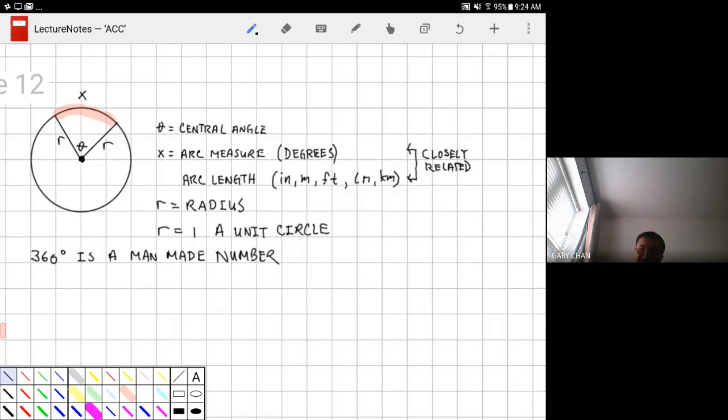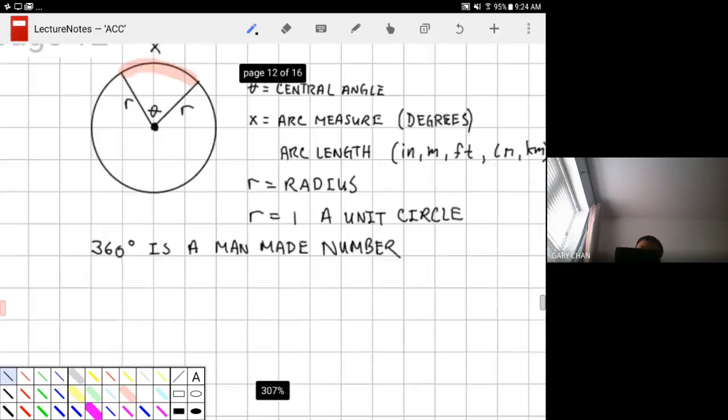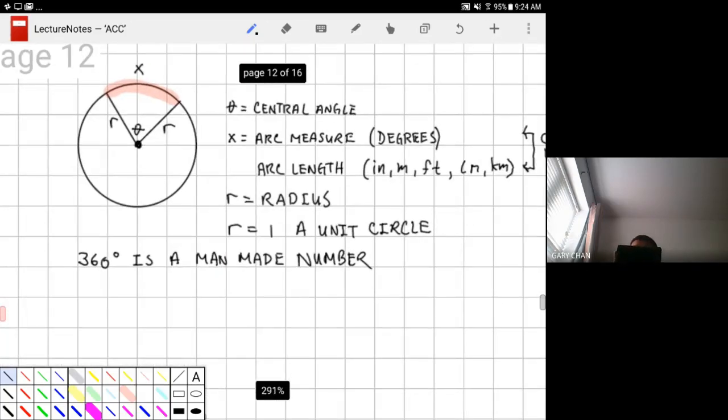Which brings us to the next thing. It is actually way more logical and way more natural to think of the arc measure in terms of pi instead, because pi is not a man-made number.